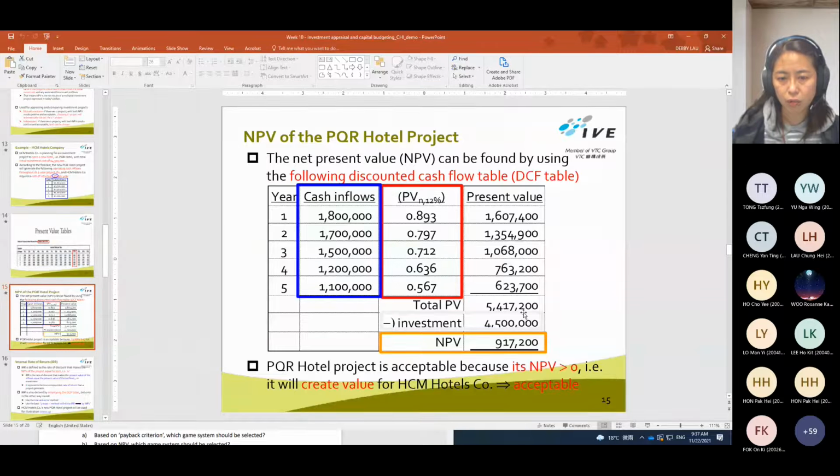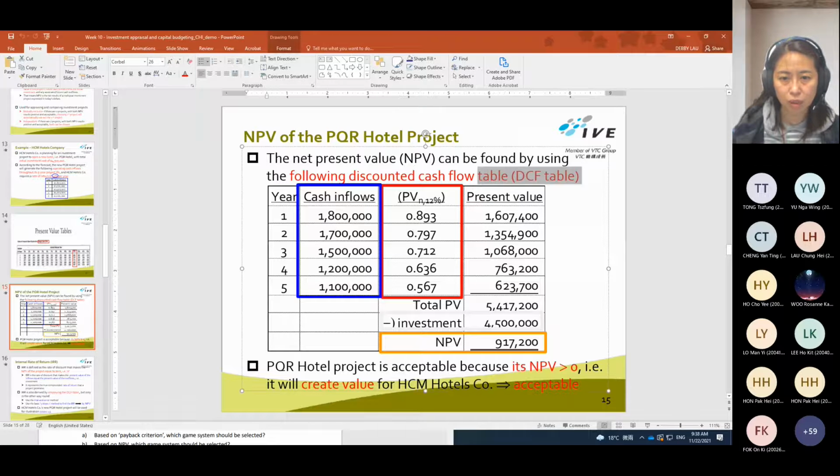In the end, you find the total present value and deduct the investment cost. So finally, you can find the NPV. If the NPV is positive, it means this creates value for the company and the hotel, so you can accept the project. This is called the DCF table, so you have to know the name of this table.